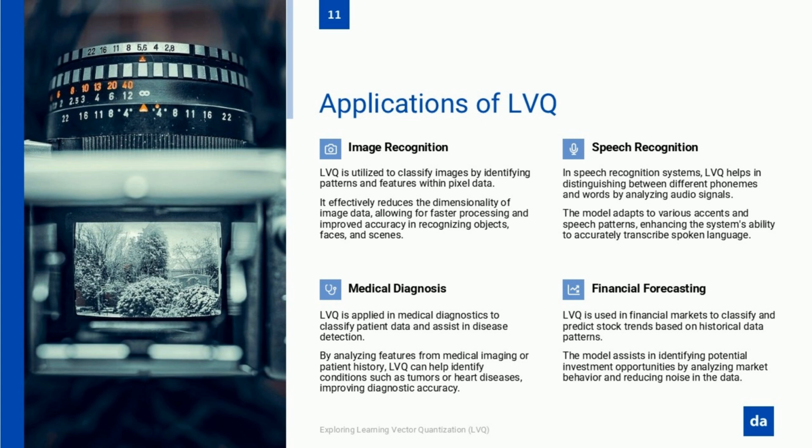And it doesn't stop there. LVQ is also used in spam detection, customer segmentation, industrial automation, and even self-driving cars. Essentially, wherever there's classification happening with large, noisy data sets, LVQ can step in and streamline the process. But here's the thing. LVQ isn't magic. It needs fine-tuning to get the best results. So how do we train an LVQ model specifically for these applications?